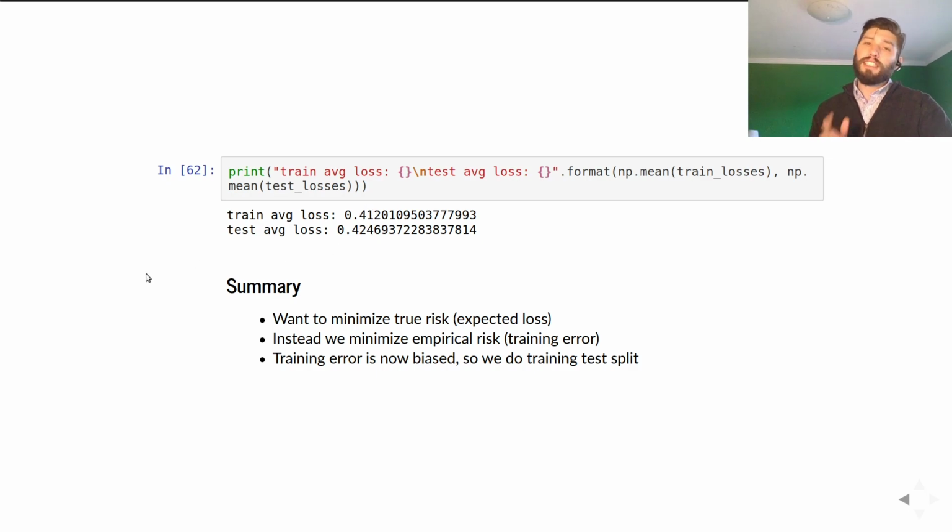But there are two things that this was dependent on. It was dependent on the number of samples, right? And we saw this because the wine data set has a lot more samples than the life satisfaction data set. And so the average training loss, the training error, and the test error were much closer for the wine data set because it was larger.